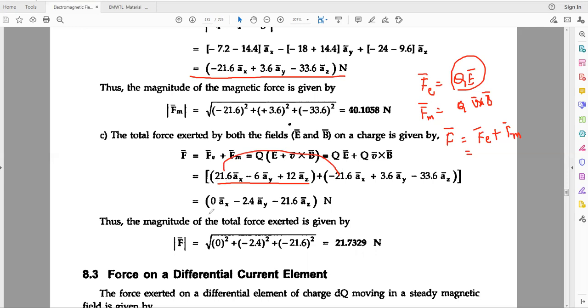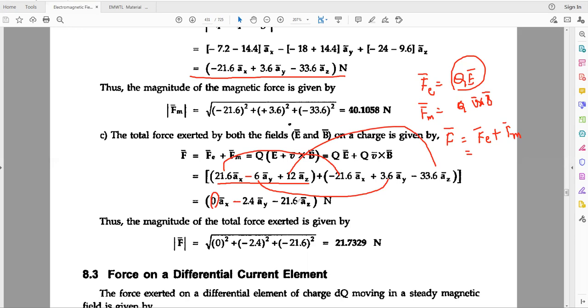21.6 minus 21.6 is 0 AX bar. And minus 6 plus 3.6. That is 9.6. Sorry, it is not the plus, it is the minus here. Minus 6 minus 3.6 means you can subtract the values, and the highest value is a minus, so minus 2.4. And 12 minus 33.6, so minus 33.6 plus 12 is minus 21.6 AZ bar.